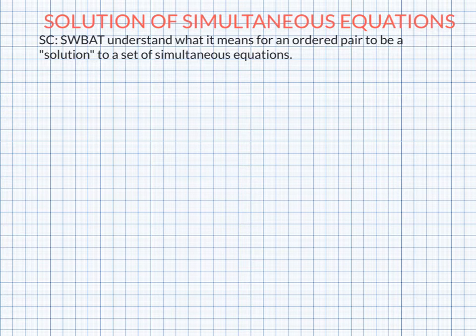I just wanted to make sure you understand what it means for an ordered pair to be a solution to a set of simultaneous equations. So let's look at a pair of simultaneous equations. On your screen, we have two equations in blue. Now, each of them has infinitely many solutions.